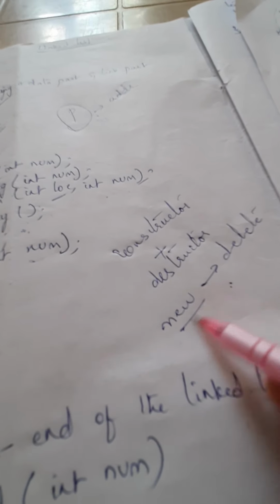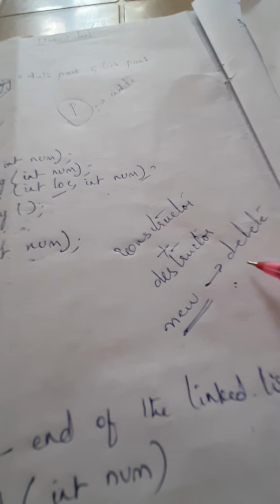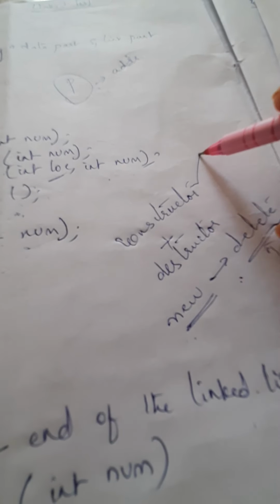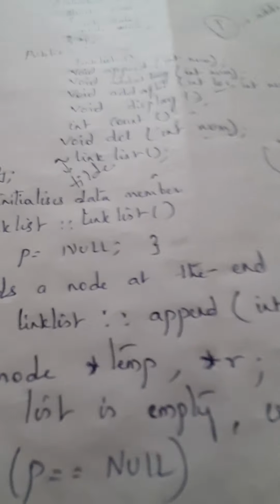So when you create a new node, you will create it through this new operator, and the memory that is created through that particular new operator should be deleted through the delete operator. The memory that you are allocating through the constructor should be destroyed by using the destructor. So this is an important point that you have to remember.